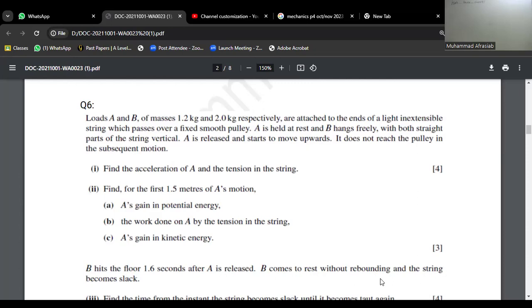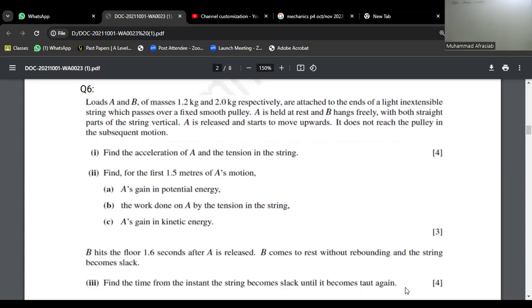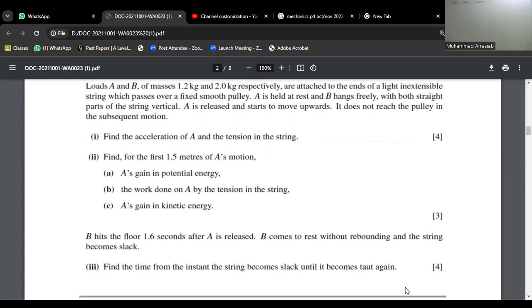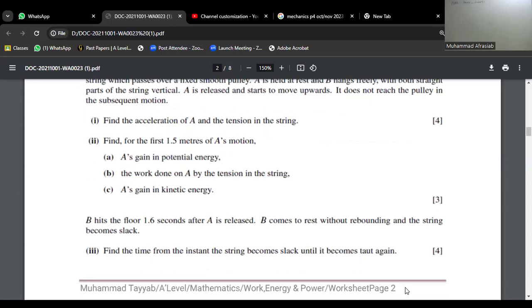Then B hits the floor 1.6 seconds after A is released. B comes to rest without rebounding and the string becomes slack. Find the time from the instant when the string becomes slack until it becomes taut again. So this is question 6 of that exercise.